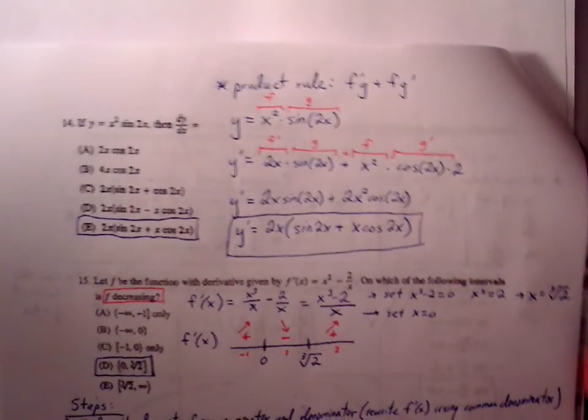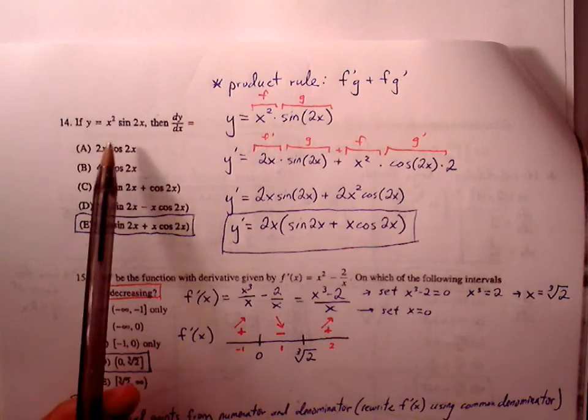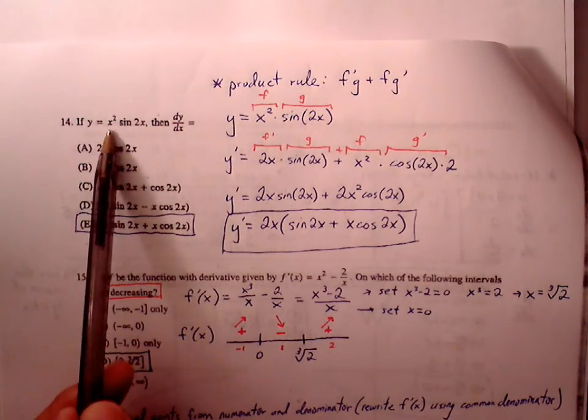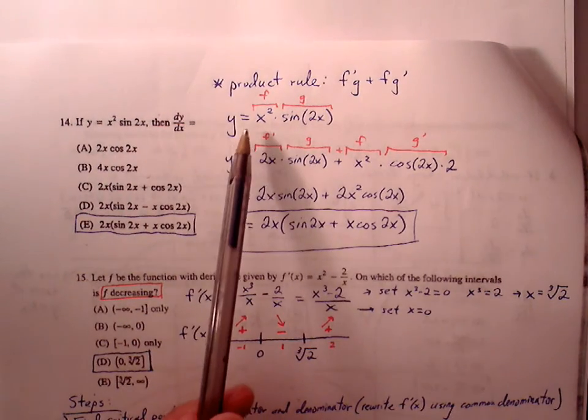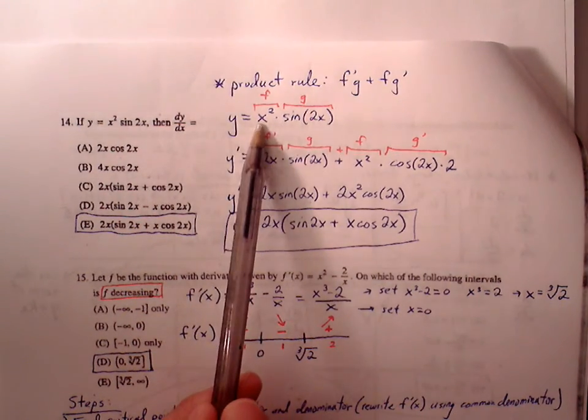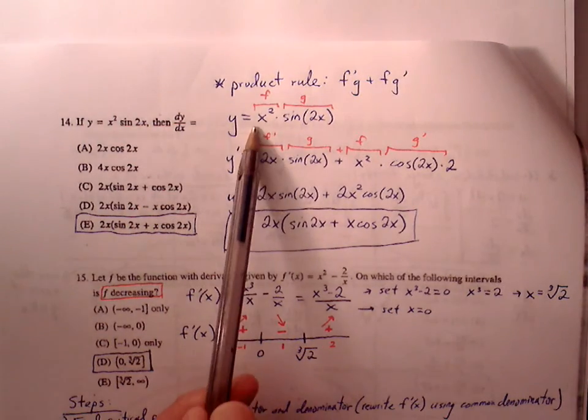All right, 14. We want to find the derivative. We need to recognize these as two separate expressions. We have to go through the product rule. These are two terms being multiplied together. So I'm going to let x squared be our f. I'll let the g function be sine of 2x. So x squared becomes 2x.